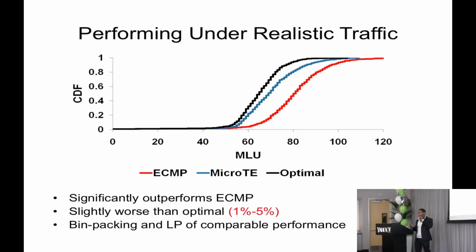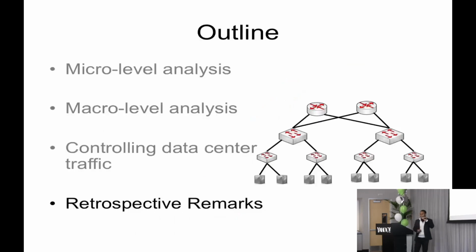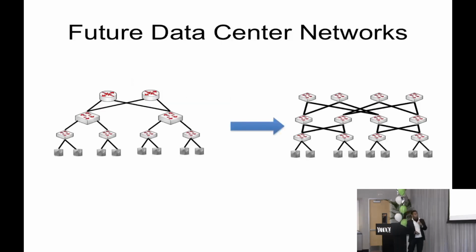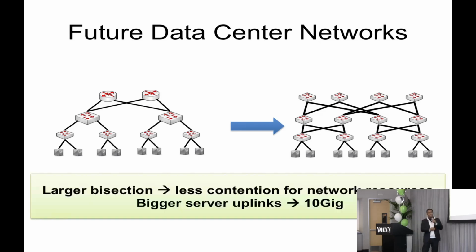So now we can have this retrospective remarks section. We all know everyone's working on coming up with cloud-style data centers. I think Bing has already created a couple of nano presentations about their cloud-style data centers, so we know they're deploying them. We all think Google might also be deploying such data centers. The main difference between this canonical data center and a cloud-style data center is that now you have a larger bisection bandwidth. So there are 1 gigabit to 10 gigabit links.